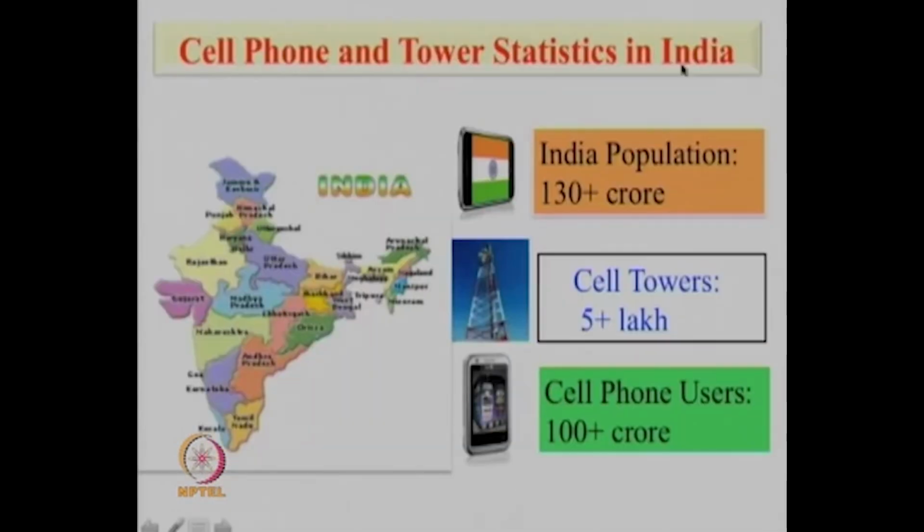Let us say in India the population is 130 plus crore, which is equal to 1.3 billion people, and out of this, more than 100 crore are cell phone users, which is equivalent to 1 billion. Now, in the world we have a population of around 7 billion and there are more than 6 billion cell phone subscribers.